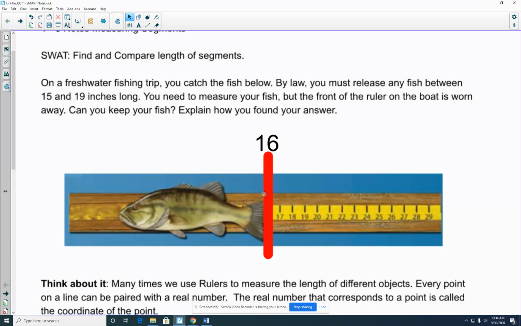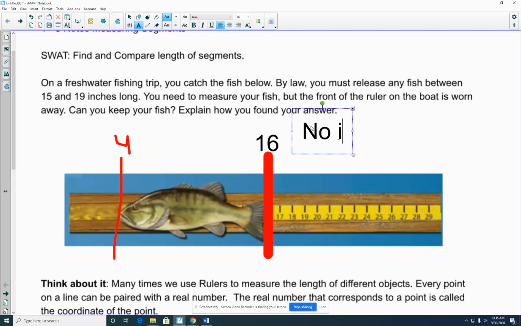Actually, it says 16 inches right here, but over here, I have to guesstimate. This is probably around 4 inches. So the difference, how long this fish is, it's already less than 16 inches. So no, I can't keep this fish. So I'm going to answer my question. No, I can't. And how do I figure it out?